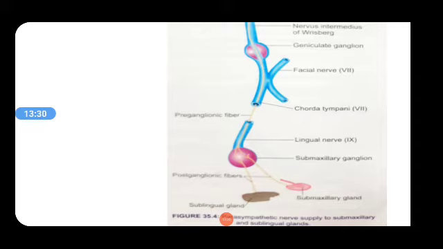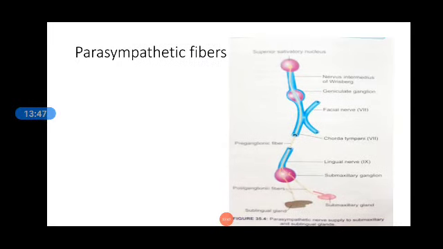Then what are the postganglionic fibers? The postganglionic fibers arise from which ganglion? They arise from the submaxillary ganglion and supply the sublingual and submaxillary gland. These are the parasympathetic fibers of what? That is the submaxillary and submandibular ganglion.